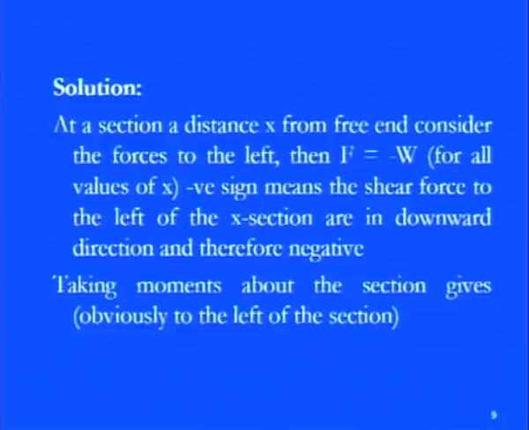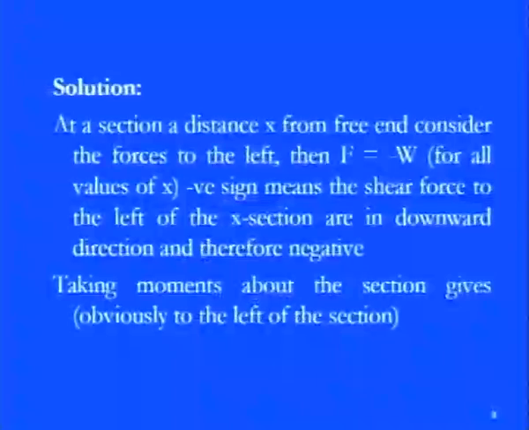The negative sign means the shear forces to the left of this cross section are in the downward direction, and therefore it is negative. As I told you, depending on whether it is this way or that way, the sign conventions differ. So here, on the left hand side, the shear force is going in the downward direction, and we have a negative F.